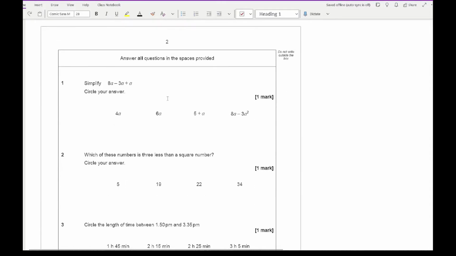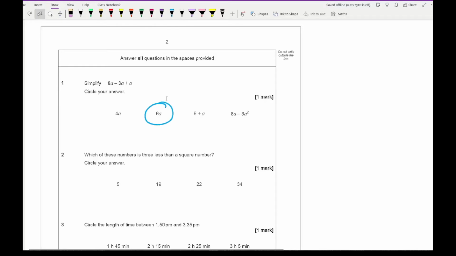So looking at question 1, it says simplify 8a minus 3a plus a. So 8 take away 3 is 5, plus 1 is 6. So the option we want to circle is our second one.